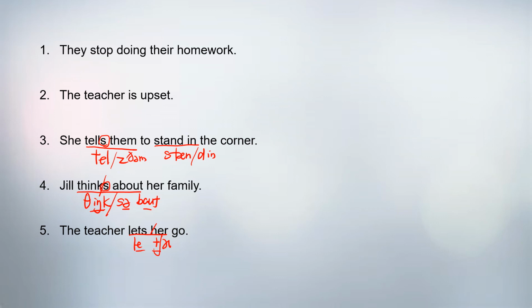The teacher lets her go. Okay, let us read the sentences one more time. They stop doing their homework. The teacher is upset. She tells them to stand in the corner. Jill thinks about her family. The teacher lets her go.